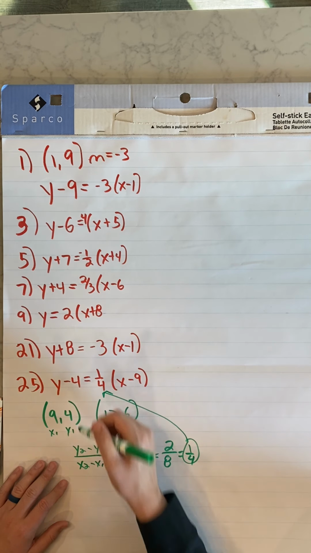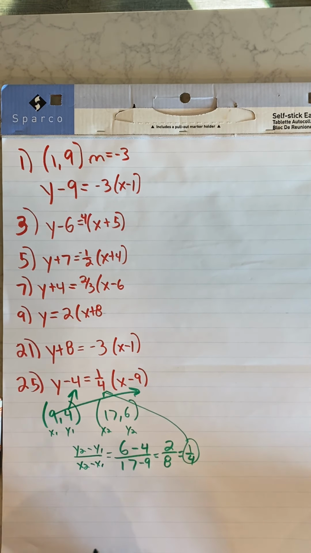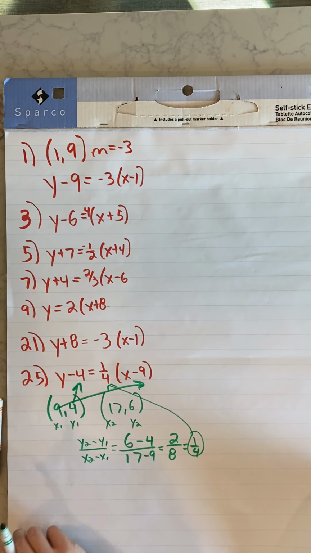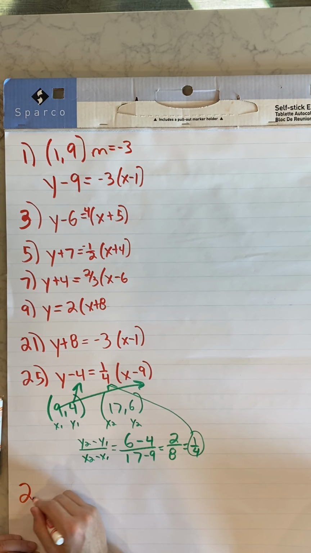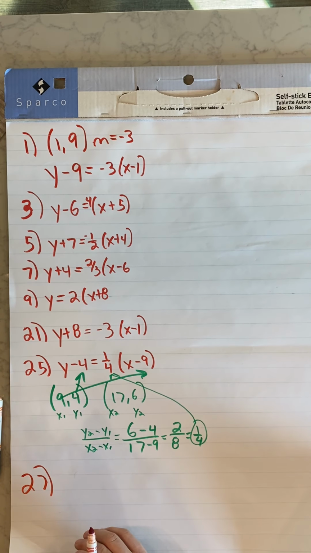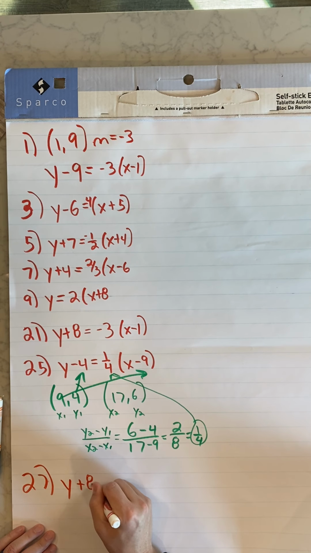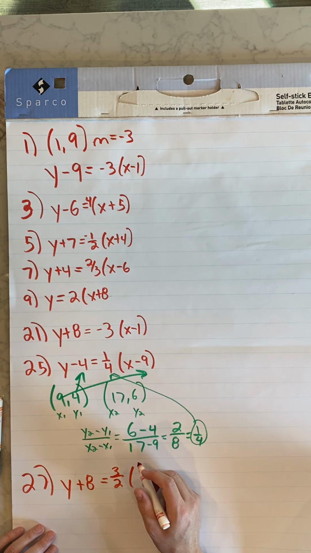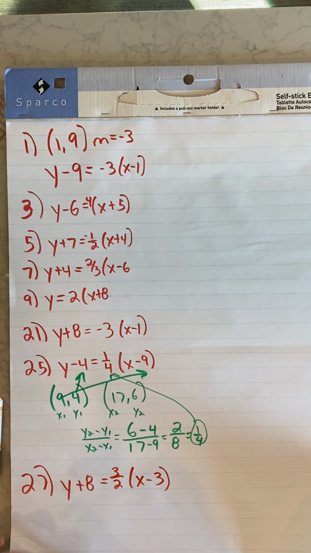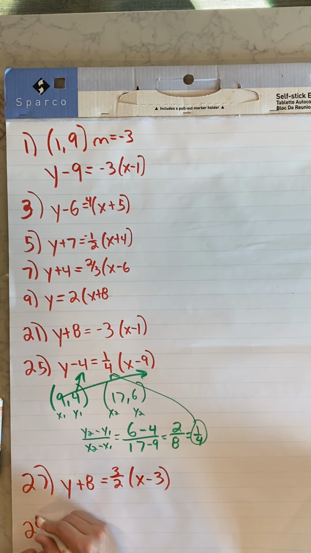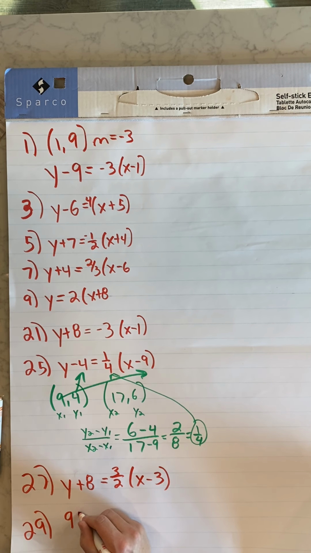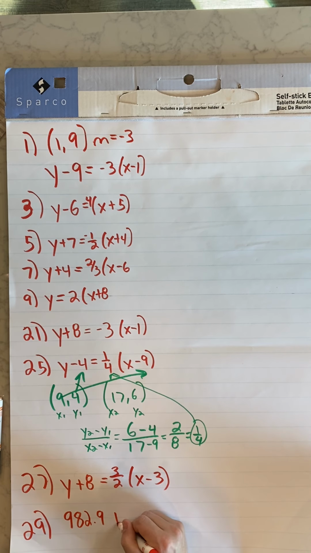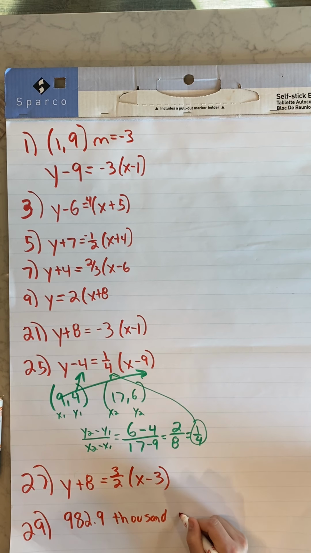1/4 went there, and then there's y1, and there's x1. 27 came out to y plus 8 equals 3 over 2 times the quantity x minus 3. 29, you just had to do part B. 29b would have been 982.9 thousand visits.